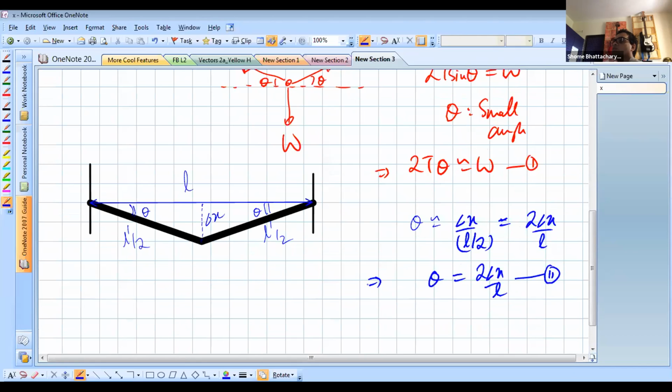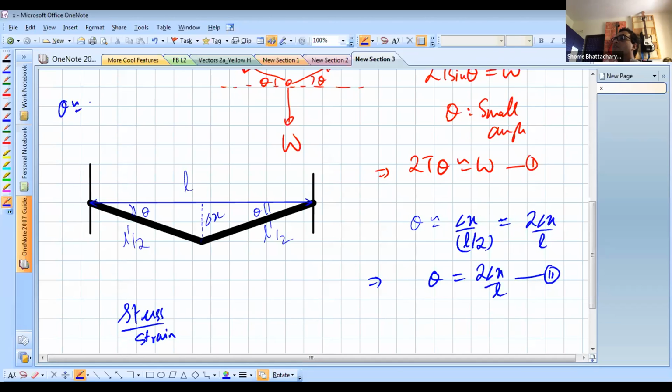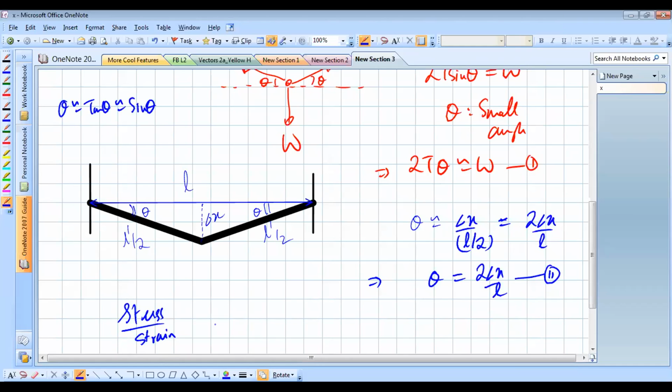Now the next thing is tension. For tension, we have to understand that it would be L prime by 2 delta x. Sin theta is more or less the same. Okay, so we can say theta is approximately tan theta, which is approximately sin theta. Okay, yeah. We can get away with that.